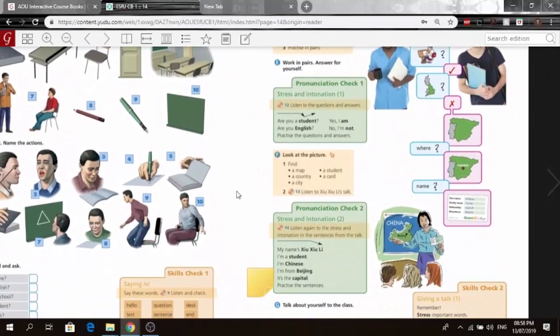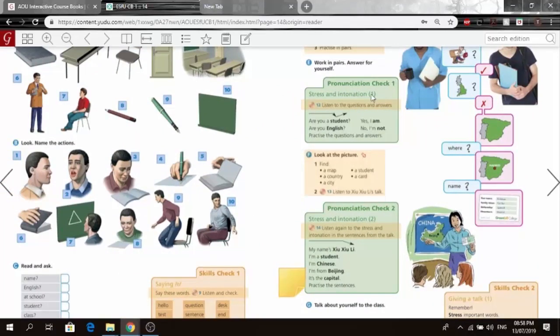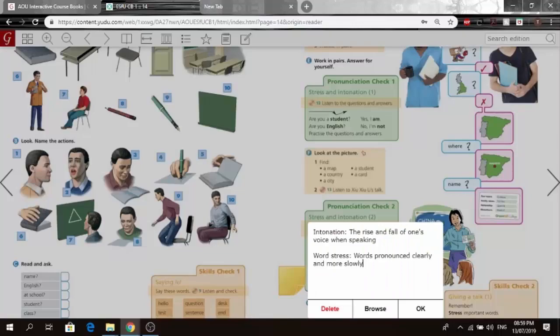So now moving on to the pronunciation check 1, I want to talk about this a little bit. The stress and intonation. Okay? So, are you a student? Yes, I am. Are you English? No, I'm not. Practice the questions and answers. What he's basically talking about here is the intonation, the rise and fall of one's voice when speaking. So what does intonation and word stress mean?